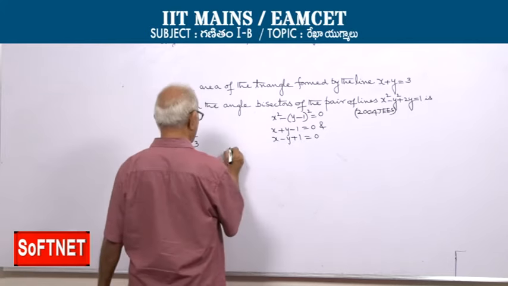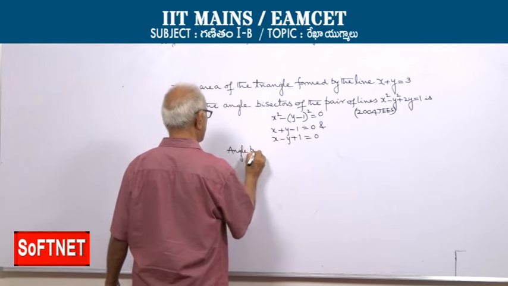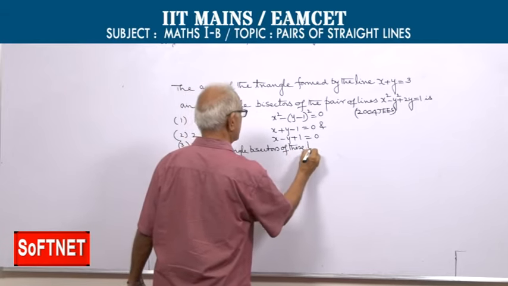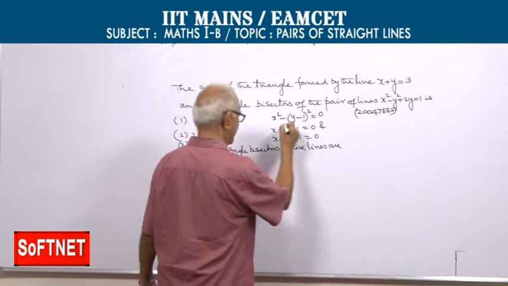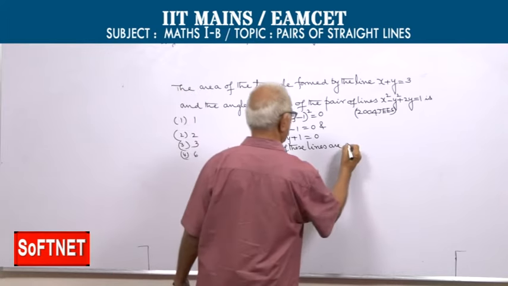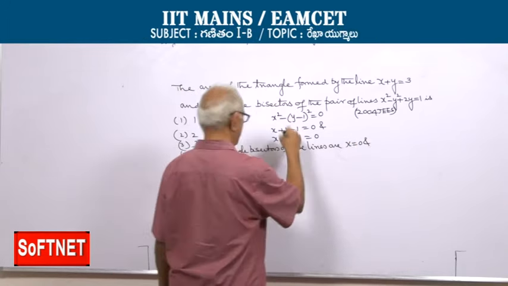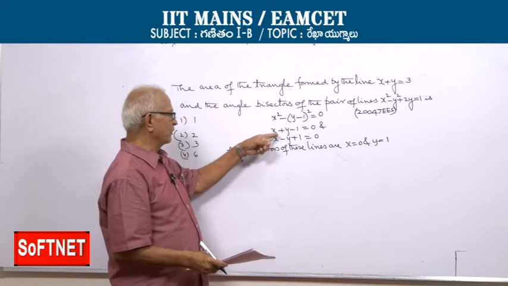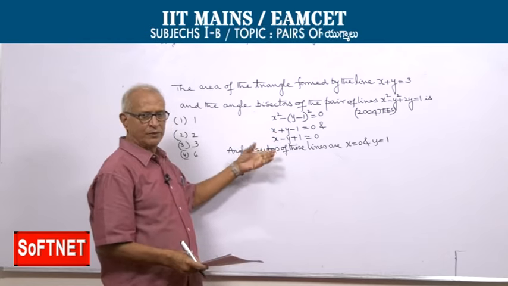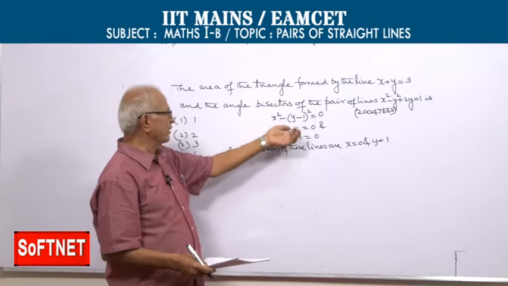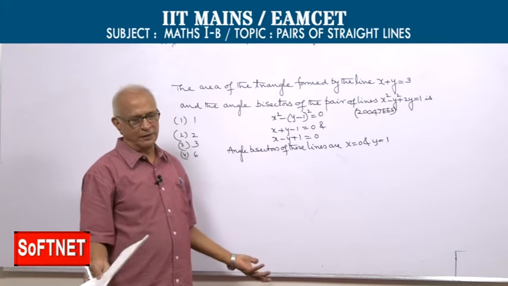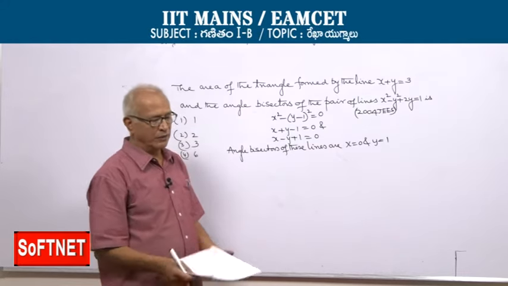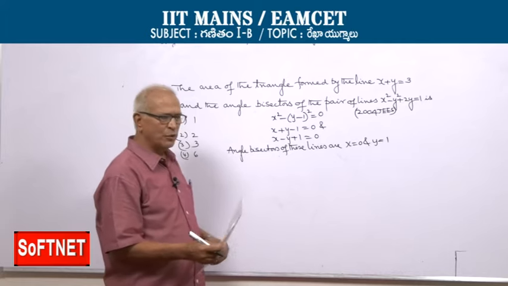Angle bisectors of the above lines are x plus y minus 1 by root 2 equal to plus or minus x minus y plus 1 by root 2. So x plus y minus 1 plus or minus x minus y plus 1 equal to 0. If we add, 2x equal to 0, x equal to 0. If we subtract, 2 into y minus 1 is 0, that is y is equal to 1. So these are the two lines x equal to 0 and y equal to 1.